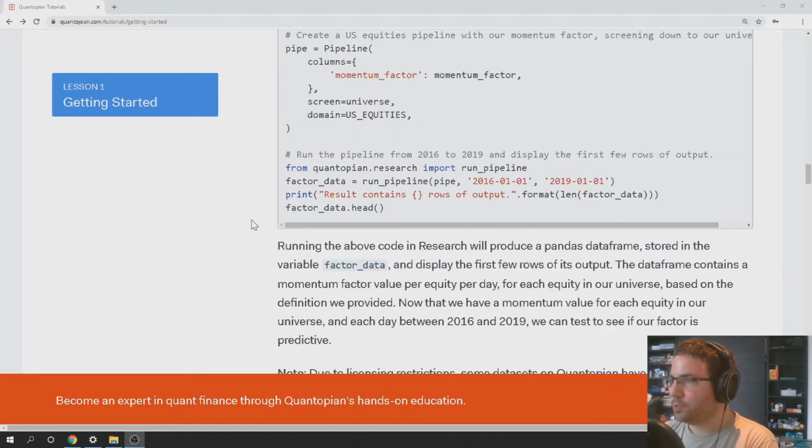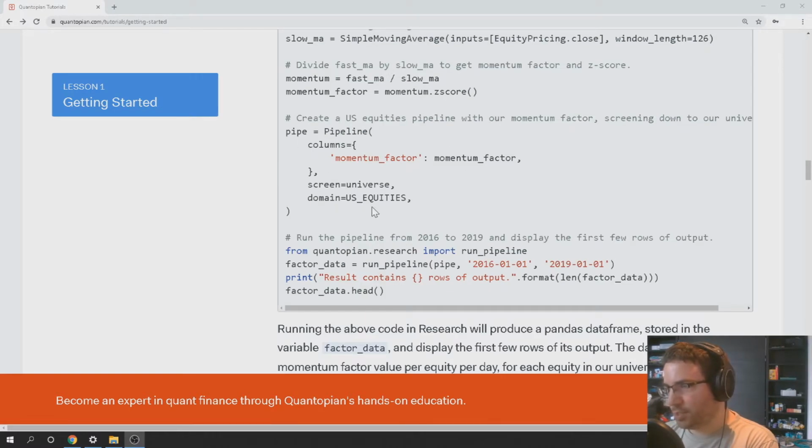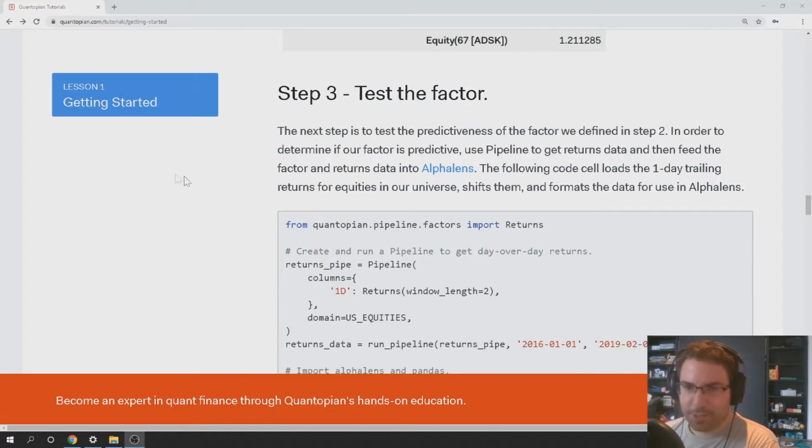So we just set up our factor, which is a ratio of moving averages, and we chucked it in the pipeline, and the pipeline spits out the calculation. Now what we need to do is test that factor.